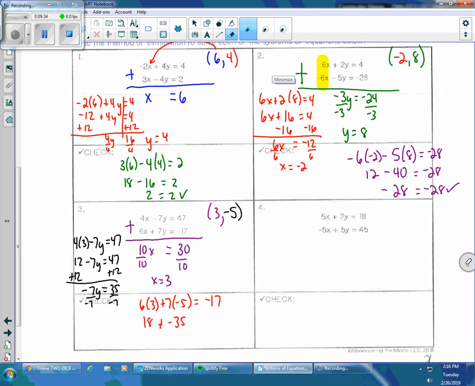That looks ugly. If I'd grabbed a calculator, I would have known that I shouldn't put that plus sign there. So 18 minus 35, does that equal negative 17? And yes, negative 17 equals negative 17. It's a good answer. Number 4, go ahead and pause the video. See if you can eliminate one of the terms and solve for the other term. Pause it.